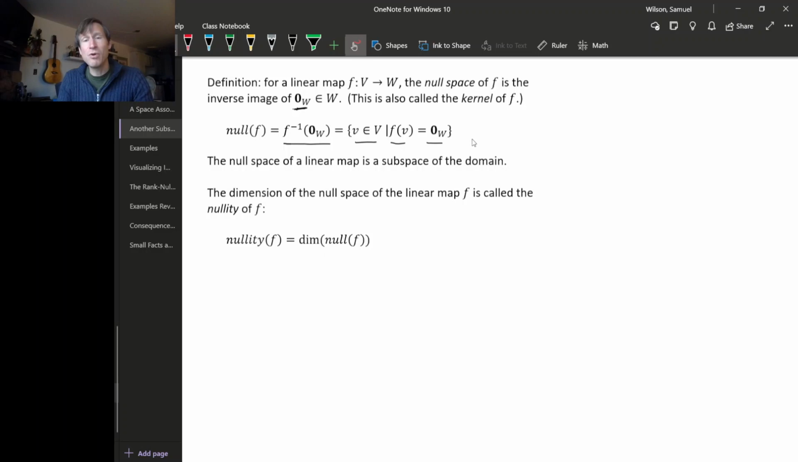Because of what we said before, we know that this is a subspace of the domain. Since it's a subspace, we can ask about its dimension. The dimension of the null space we'll call the nullity of the function.